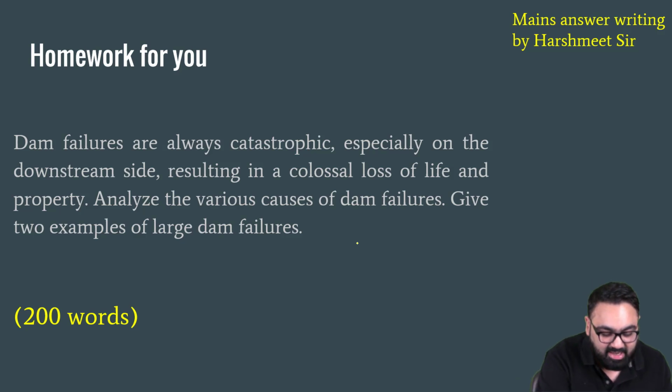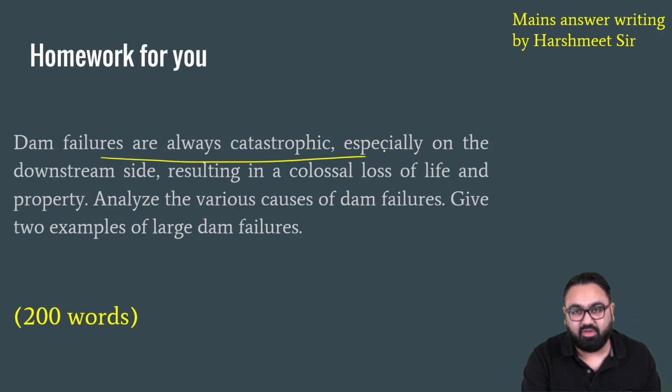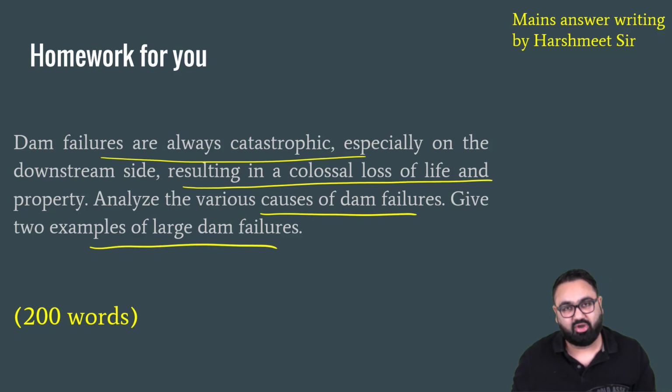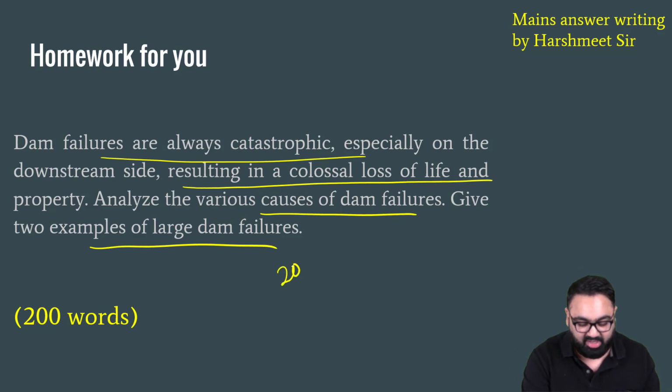Again, the question is: dam failures are always catastrophic, especially on the downstream side, resulting in a colossal loss of life and property. Analyze the various causes of dam failures, give 2 examples of large dam failures. So again, try and write this in 200 words with the proper structure. It was a question asked just last year, 2023.